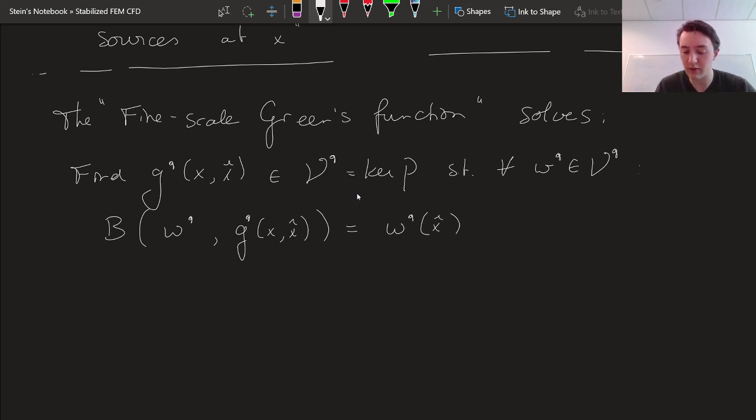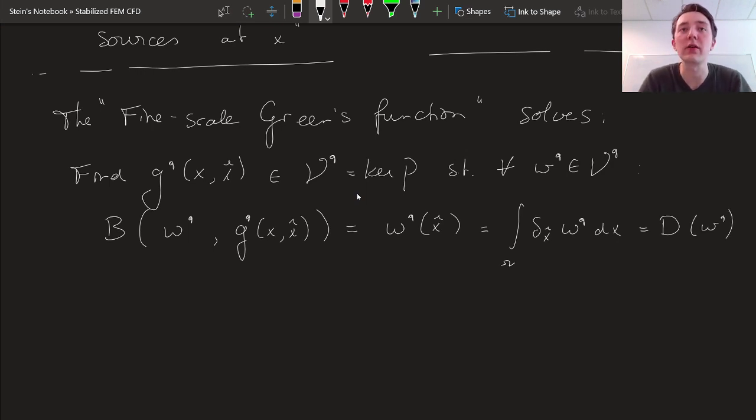Well, the way that we would write this more cleanly is as a linear form. This is the same thing, right? W prime at x hat is precisely this Dirac delta acting on w prime, which is in fact simply some sort of linear form acting on w prime. I'll write the linear form as D for Dirac delta. Now, I don't want to use L because we're using L already in the original statement.